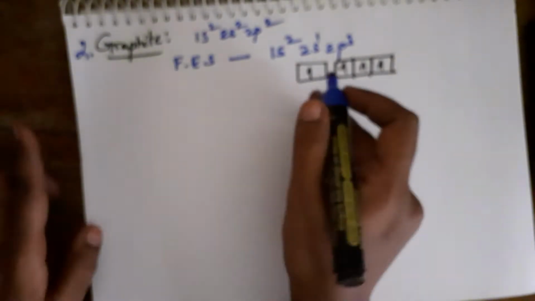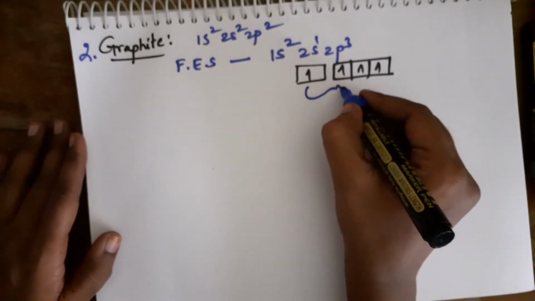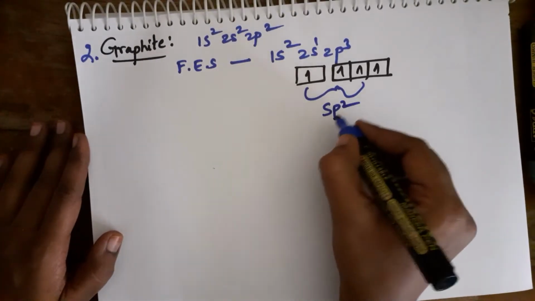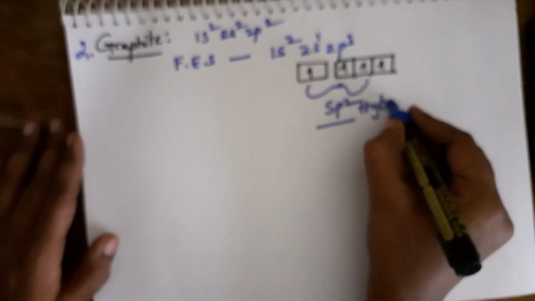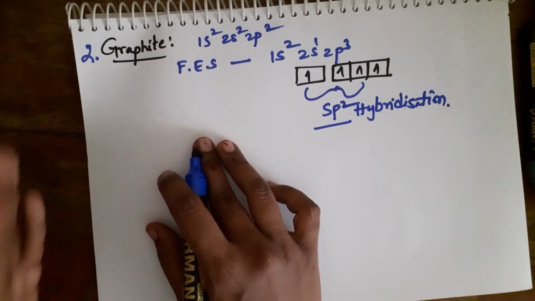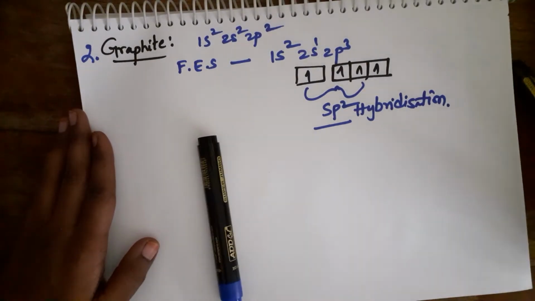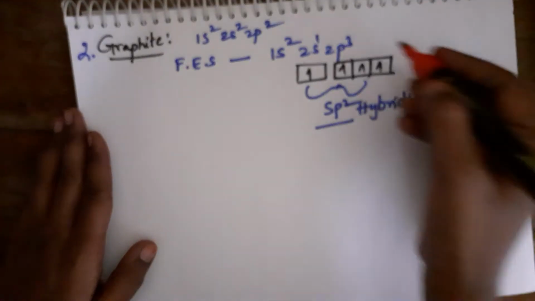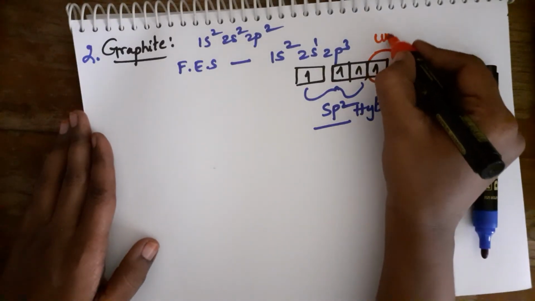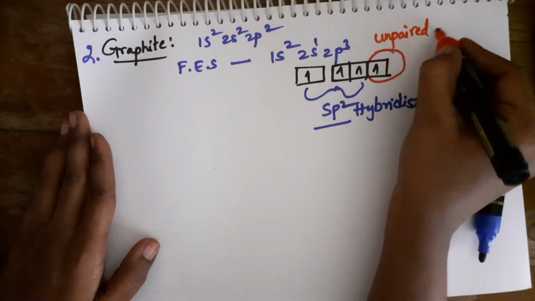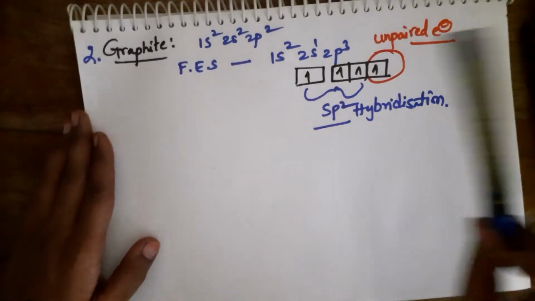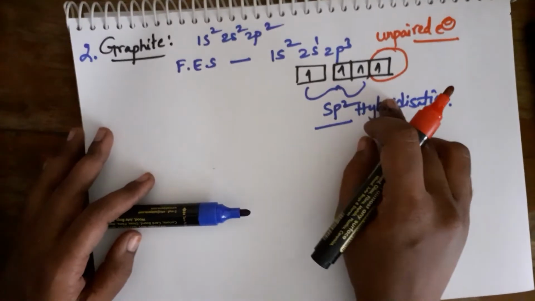But the difference between diamond and graphite is here. Graphite is involved in sp2 hybridization only. It does not undergo sp3 hybridization, but diamond undergoes sp3 hybridization. Diamond does not contain any unpaired electron, but graphite, undergoing sp2 hybridization, has one unpaired electron. Very, very important: the difference between diamond and graphite is here only.